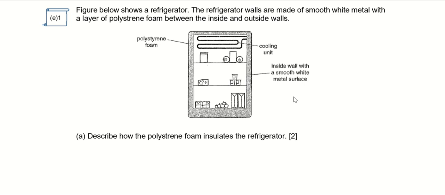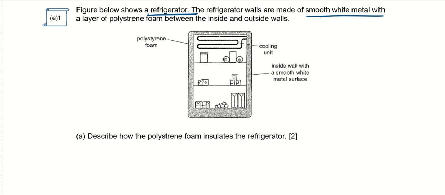Okay, for this video, we'll be going through your notes, success criteria E. So there are some questions that by right you should attempt before watching this video. Okay, so E1: the figure below shows a refrigerator. The fridge walls are made of smooth white metal.